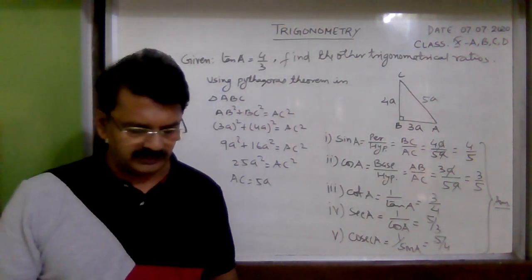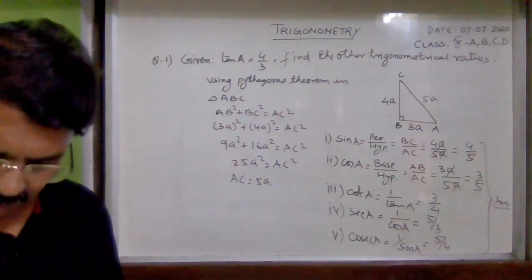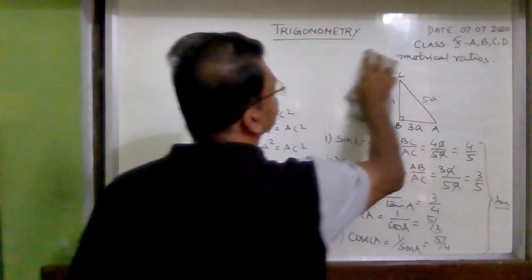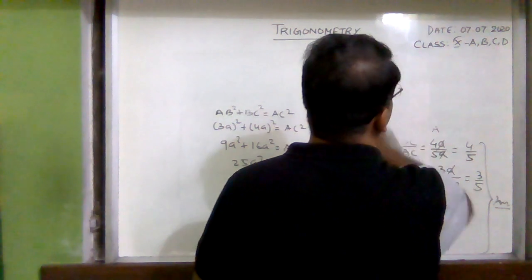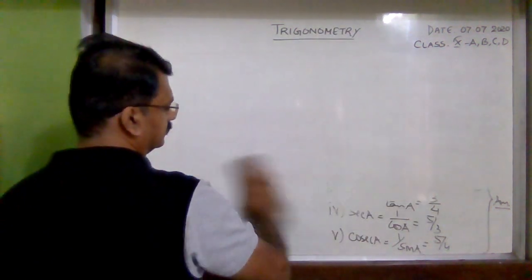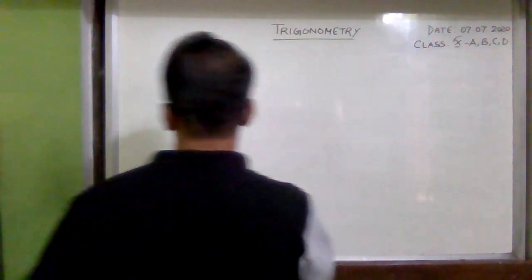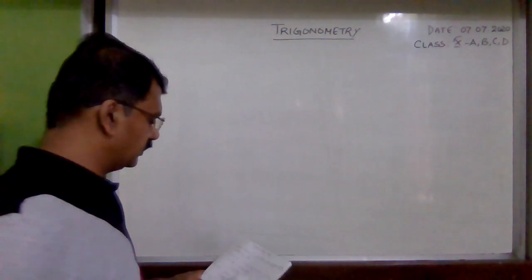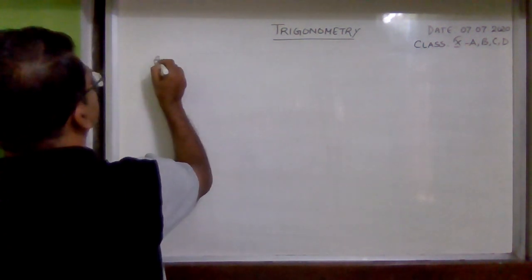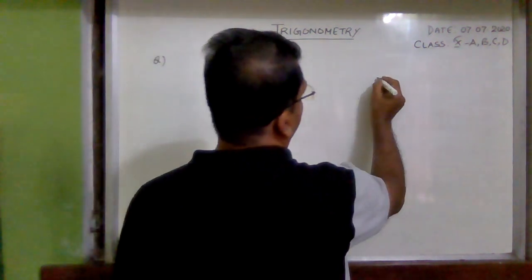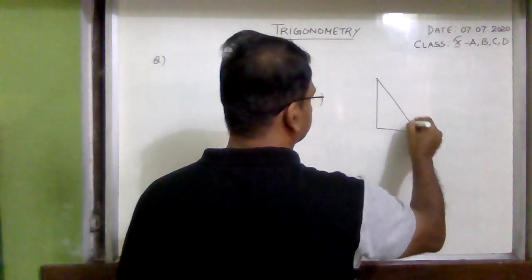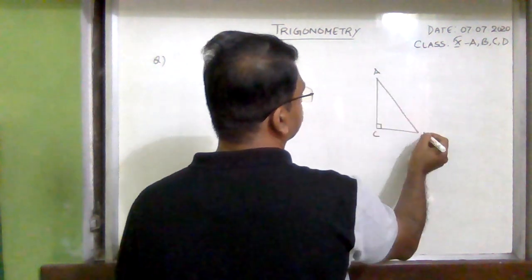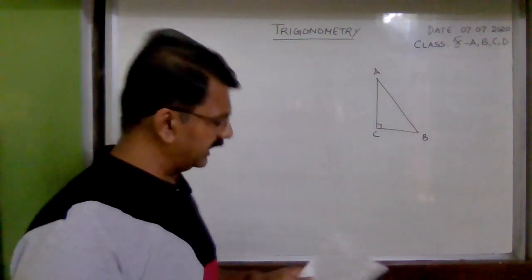Okay? So we'll continue. The next question is, there is a triangle ABC which is right angled at C. ABC is a triangle which is right angled at C.